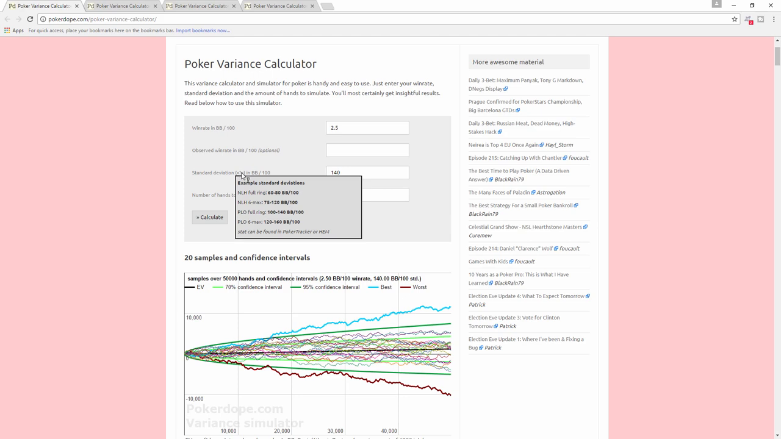You'll notice that for standard deviation, they give you examples, and I did a 6 max because that's what I play, but you'll notice it's from 75 to 120 big blinds per 100. So the worse you are, or the more aggressive a style of play that you play, you're going to have a higher standard deviation. People that play more conservatively are going to have a lower standard deviation, and typically players that are better should have a lower standard deviation.